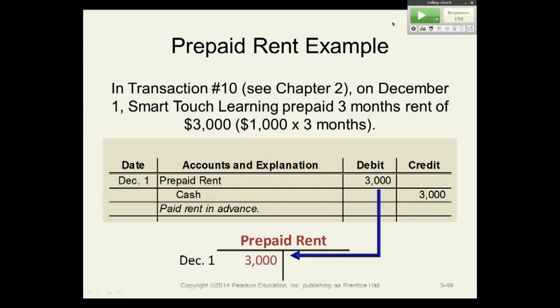this office space, and they have it for 3 months. The problem is their year end or their month end is December 31st. So they paid $3,000 for 3 months, December, January, and February.